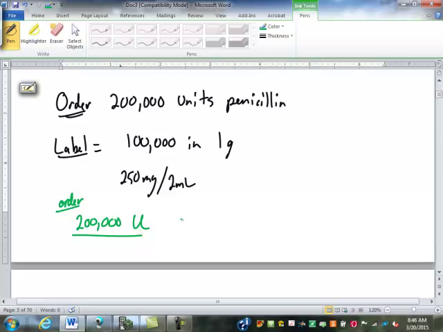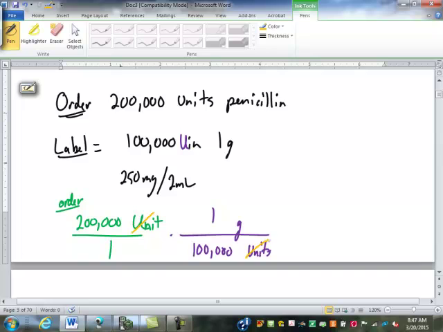U used to be an acceptable abbreviation for units, by the way, so you'll see me use it. Now in the nursing program, they've gone to making you write out units pretty much every time you use it. So we're going to make it a fraction by putting it over 1. So we're going to put units on bottom. What do we have that equates units to anything else? Yeah, 100,000 units in 1 gram.